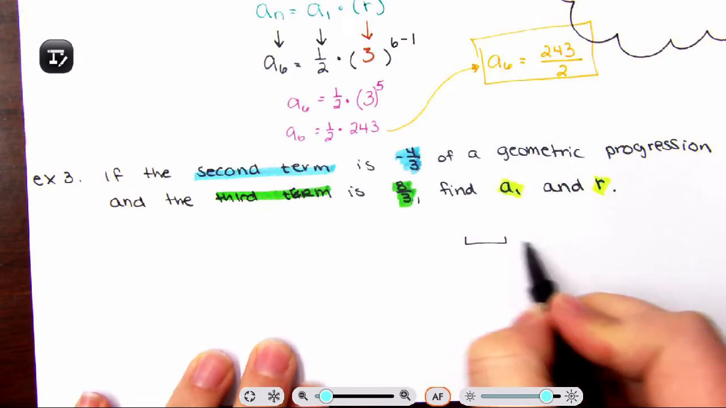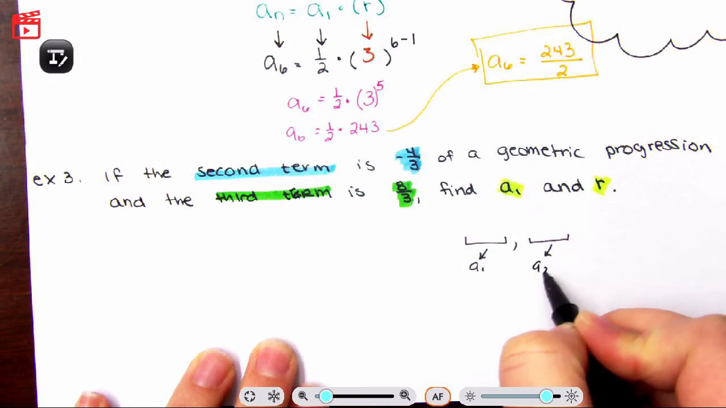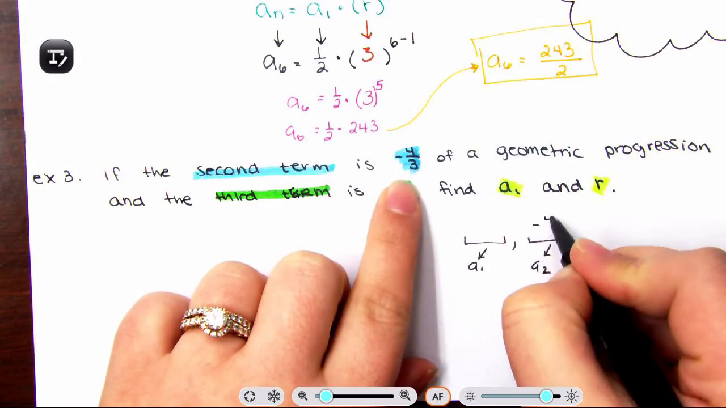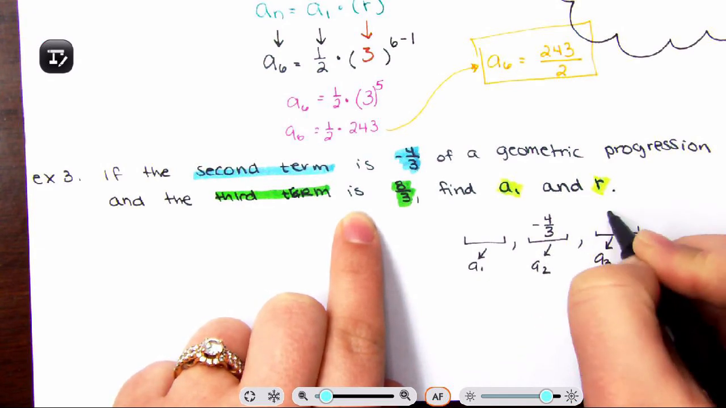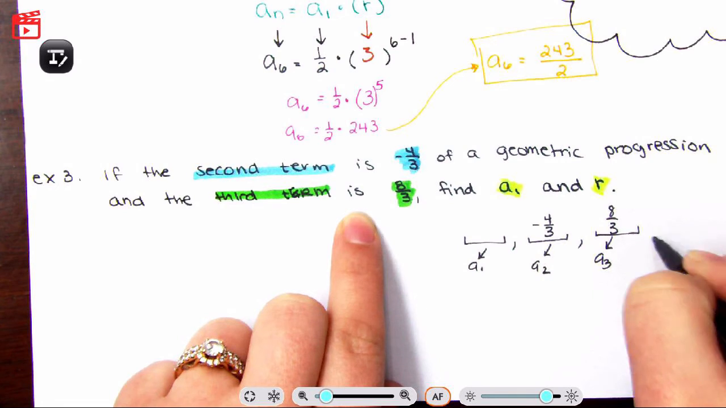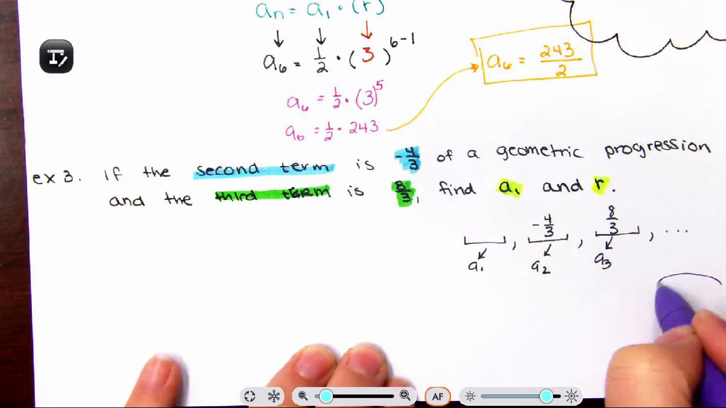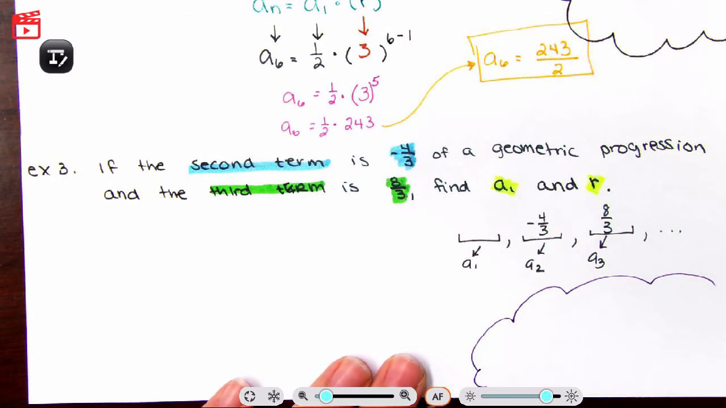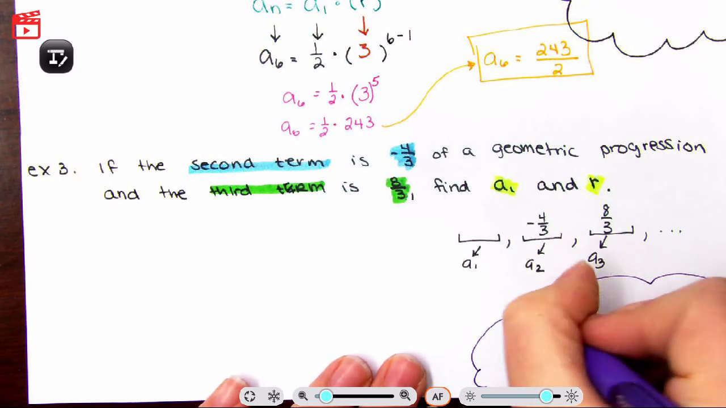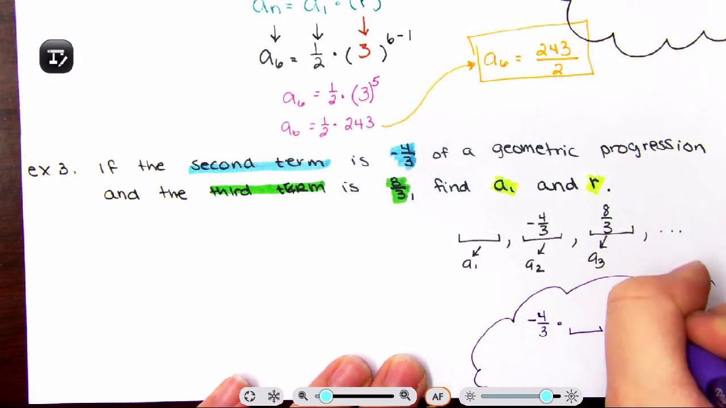Here's term 1, so here's a sub 1, here's the second term, a sub 2. If the second term is negative 4/3 and the third term, a sub 3, is 8/3, find what a sub 1, the first term, and our common ratio will be. So again, let's do a little thinking bubble here. I'm very happy that these two are next to each other. If they are next to each other, we can find out what the common ratio is. So we have negative 4/3 times what gives me 8/3.